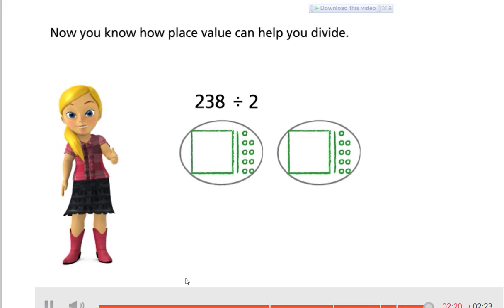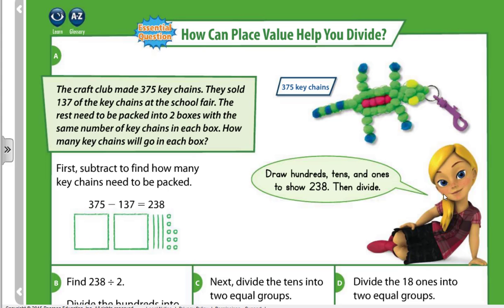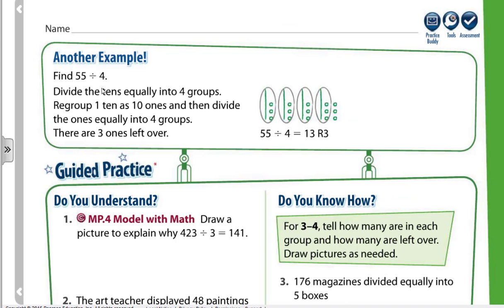Okay, my heroes, now let's move to the book. And we will move to the next page. We have this example. In this one, we are dividing 55 by 4. So start with the tens. 5 divided by 4. Give each group 1 ten.